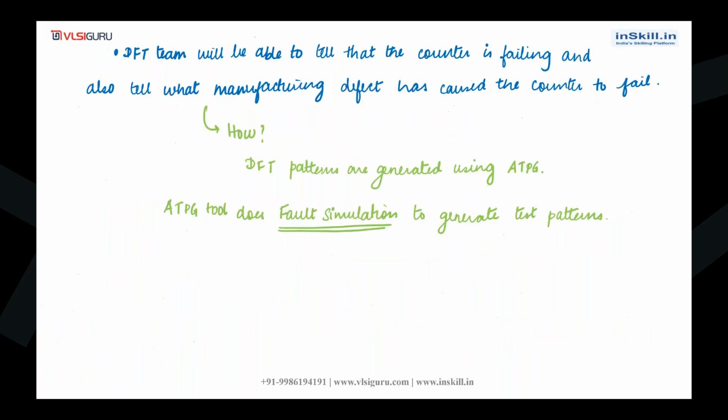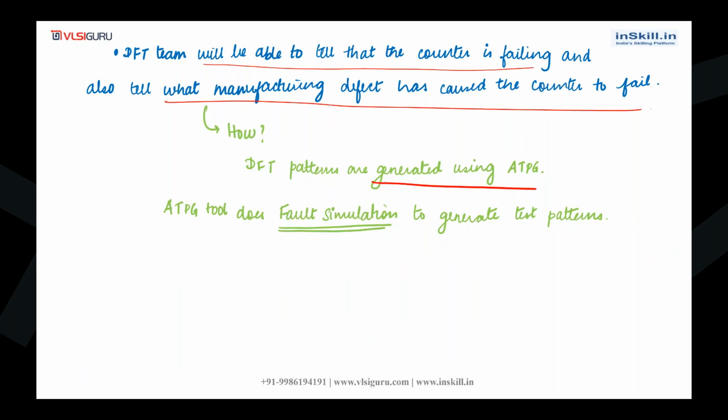And then DFT team will be able to tell that the counter is failing, and also tell what manufacturing defect has caused the counter to fail. So how is the DFT team able to tell that? It is because DFT patterns are generated using a technique called ATPG.